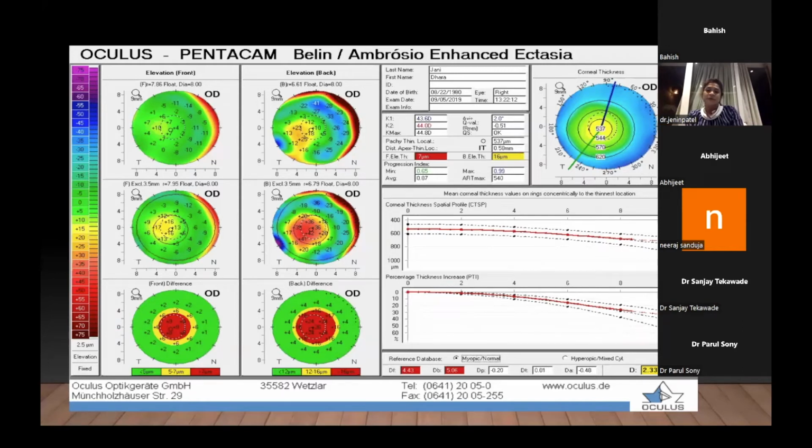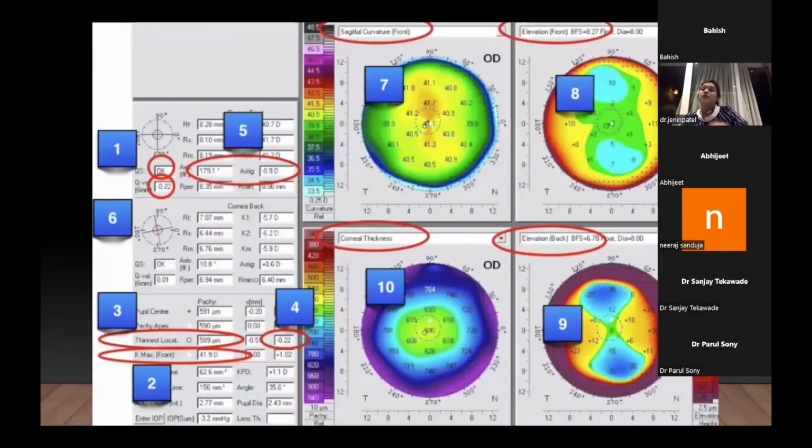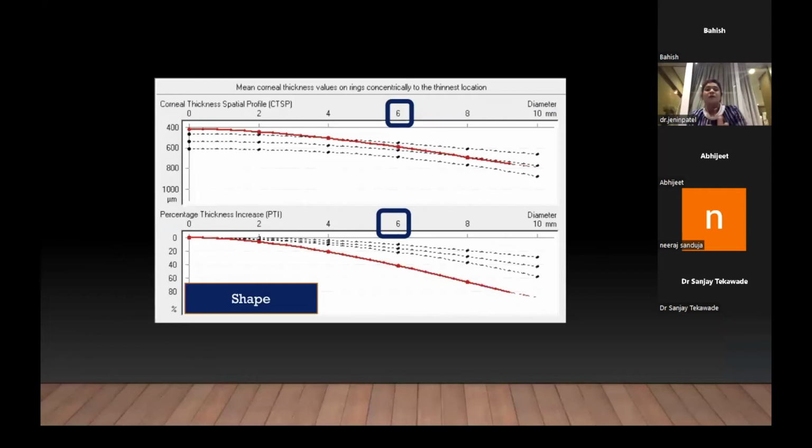Okay, so just to enumerate how we want to look at the areas: you want to look at the Q value for the asphericity, the thinnest location, the K-max, the corneal thickness, the shape of the anterior sagittal, any abnormalities, the corresponding point, your elevation numeric, and your back surface elevation. Once we have come to this, we've also understood the BAD display, which is very pathognomonic for ectasia and which is Pentacam. Now coming to what is a corneal thickness spatial profile.